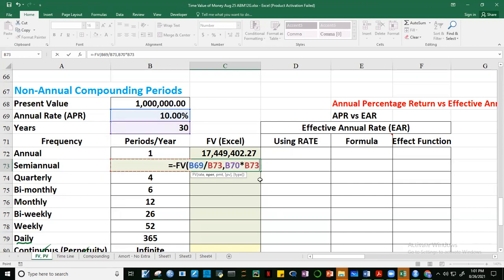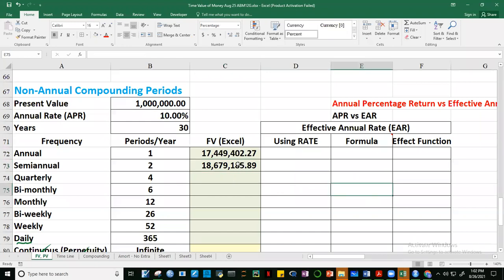2, no? So ito yung total periods natin, yung number of periods will be hindi 30, kasi 2 times per year, so 30 times 2. Then comma, so we won't mind the PMT kasi hindi naman annuity to. So PV natin is 1 million. And then ignore the type because this is not an annuity. Okay. So what do you notice, guys? Ang conclusion natin, kung mas maraming compounding per year, mas malaki yung future value natin.